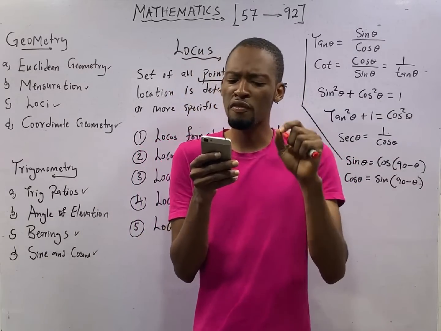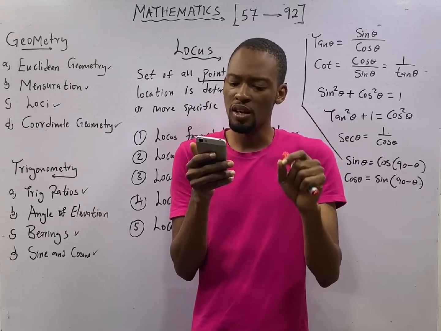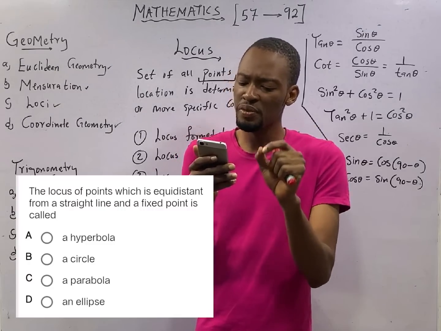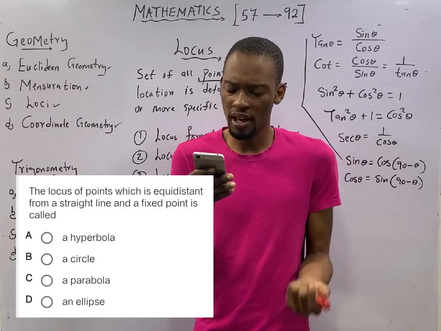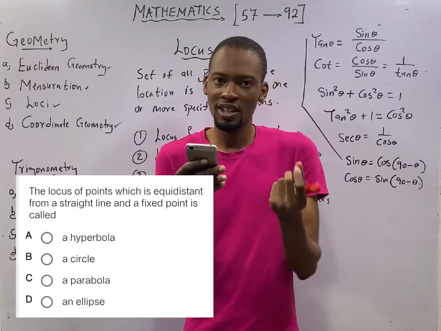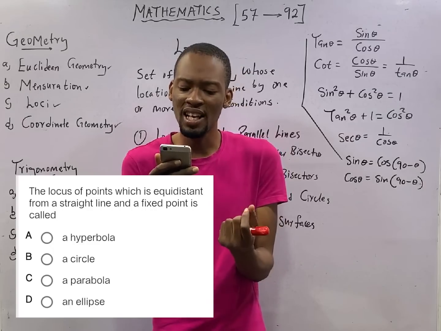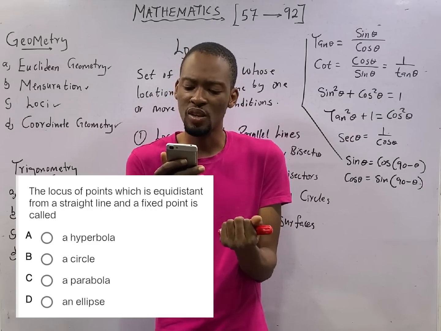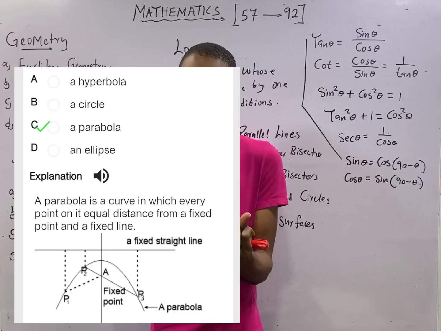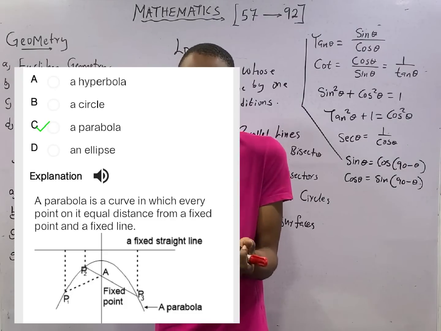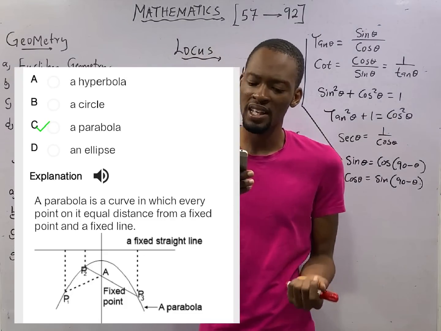The locus of points which is equidistant from a straight line and a fixed point is called a parabola. The locus of a point which is 5 cm from the line LM is a pair of lines on opposite sides of LM and parallel to it. Each distance is 5 cm from LM.